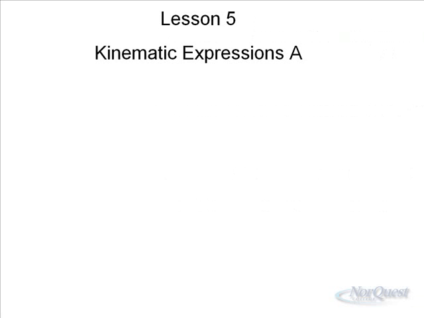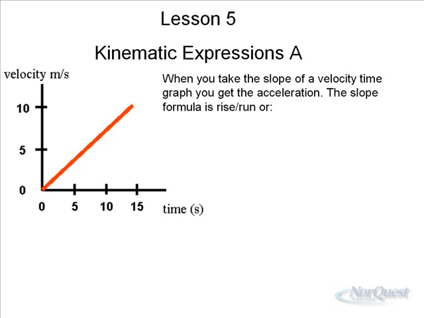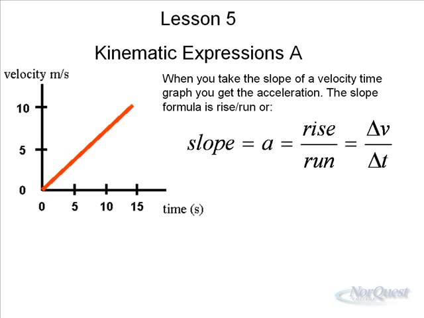And so what we'll do is we'll take a look at a velocity time graph. All right, this particular one is one that we're familiar with from previous examples. When you take the slope of a velocity time graph, what do you get? Well, you should know that you get acceleration. The slope formula is rise over run, or in other words, slope is equal to the acceleration. Acceleration is equal to the rise over the run.